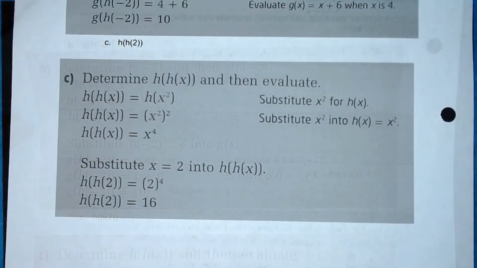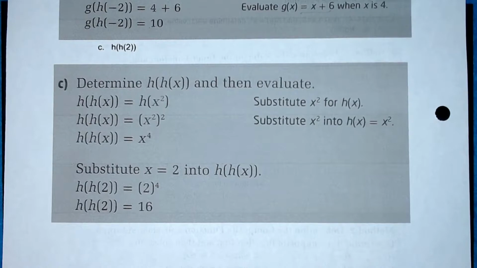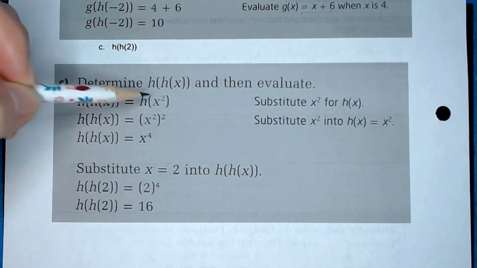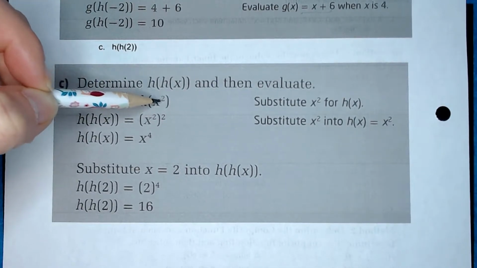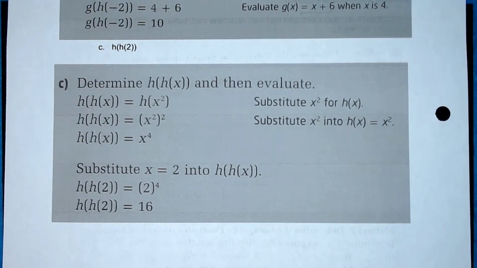And then the last little part here, determine h of x and then evaluate. So we have h of x. We know that h of x is x squared, so h of x squared. So we're going to take that x squared and plug it in wherever there's an x value.